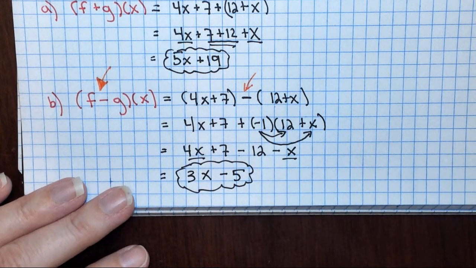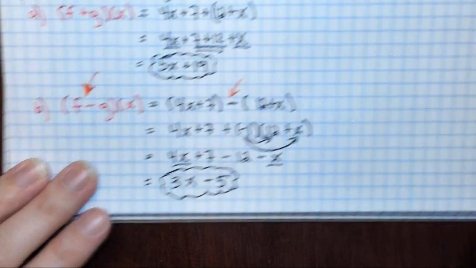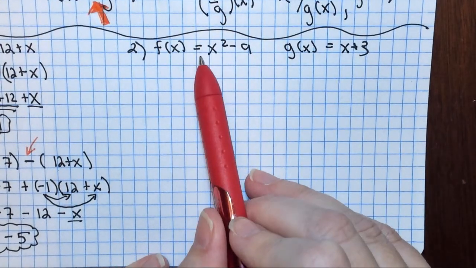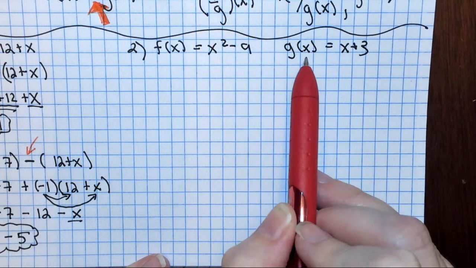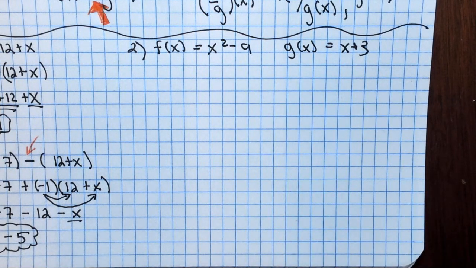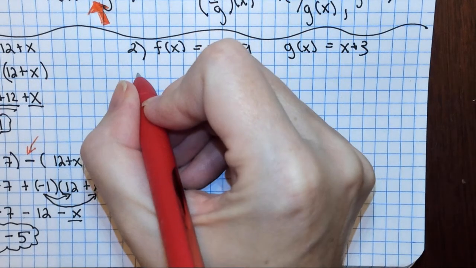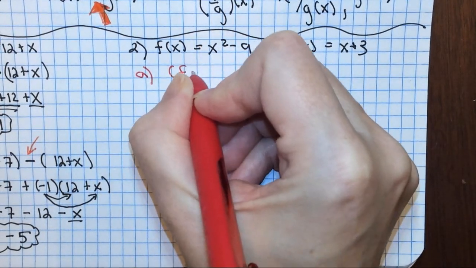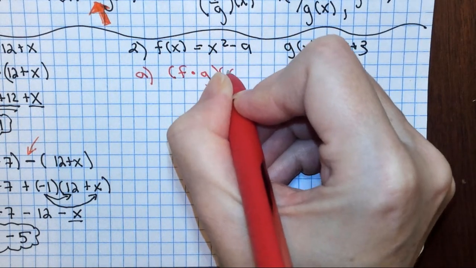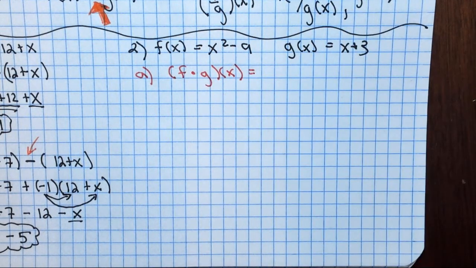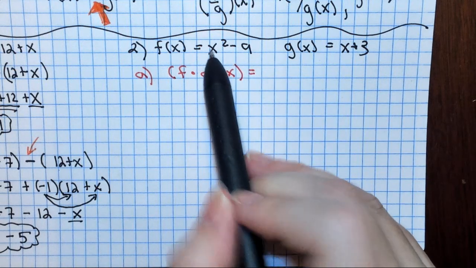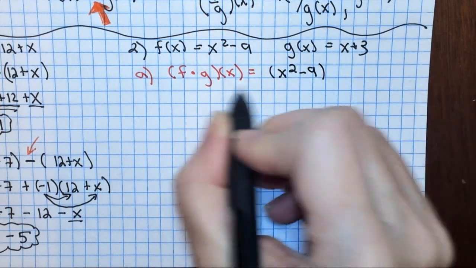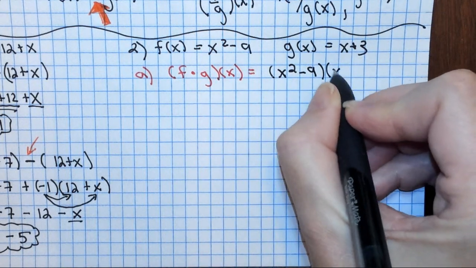All right, let's look over at example 2. Okay, so example 2 is going to have two functions. f of x equals x squared minus 9, and g of x equals x plus 3. So this is a nice little review for us. So on A, we're going to be doing f times g of x. And I'm going to do just what it says. f of x is x squared minus 9, and I'm going to multiply him to x plus 3.